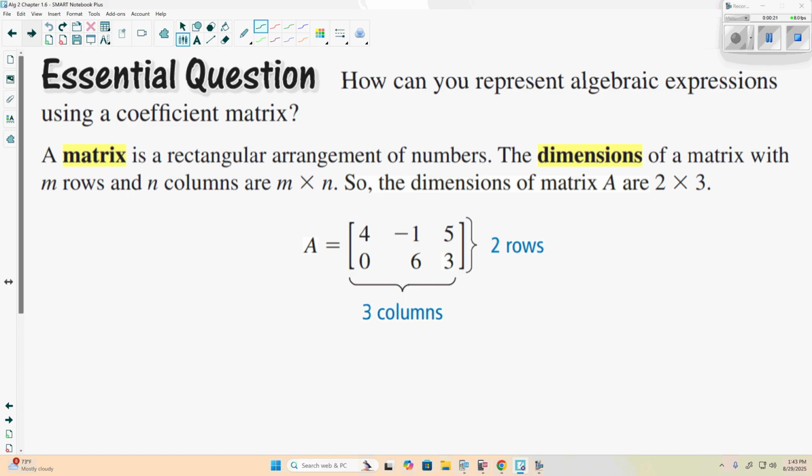Now, a matrix has dimensions, rows by columns. So the number of rows by the number of columns. And we write "by" with an X. So this one here, matrix A, has 2 rows and 3 columns. So we call it a 2 by 3 for its dimensions.